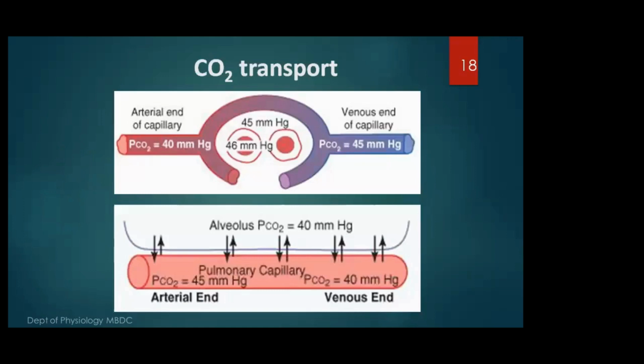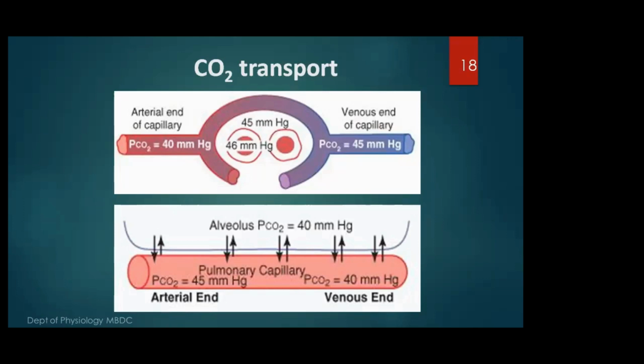The other gas which is transported is carbon dioxide. Again, carbon dioxide transport also takes place by the process of diffusion. The arterial end of the capillary will have a partial pressure of 40 millimeter of mercury, and the tissues will have 45 millimeter of mercury. So the exchange of gas will take place, and the blood which is coming out of the tissues will have a partial pressure of 45 millimeter of mercury.